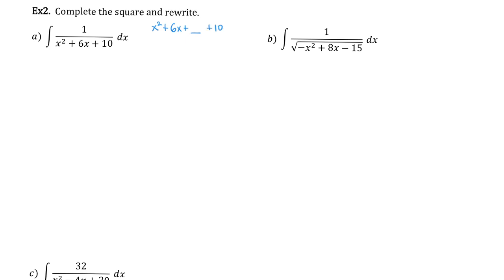Okay, to complete the square on 6x, I do half of 6 is 3. 3 squared is 9. So I want to add 9 to complete the square. If I add 9 randomly to complete the square, I need to balance it by minusing 9 over here. This is going to factor into x plus 3 squared plus, what's 10 minus 9? That's 1. Okay, I'm going to rewrite this integral.